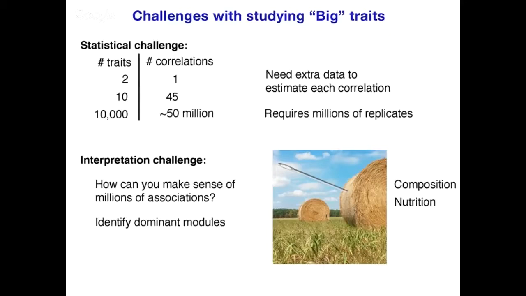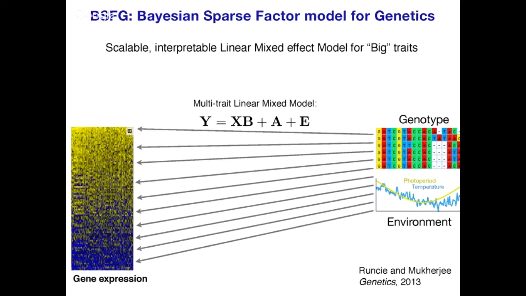So, for example, with gene expression, as I said, learning about those most important gene networks or pathways that are controlling the dominant sources of variation. If we could do that with our genetics, then I think we would have learned a lot about a system more efficiently and interpretably. So I've been working on a method that tries to address both of these problems, which I'm calling BSFG, or Bayesian Sparse Factor Model for Genetics.